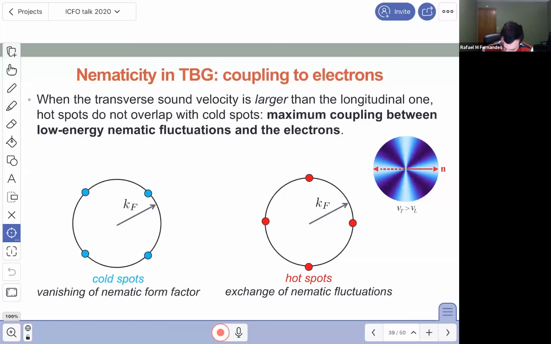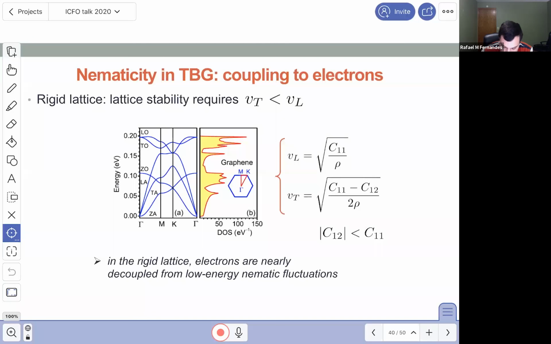If you have a rigid lattice, you have no choice. The transverse velocity is always smaller than the longitudinal velocity. That's a condition of stability of the lattice. And it means that in the rigid lattice, electrons are nearly decoupled from low energy nematic fluctuations.